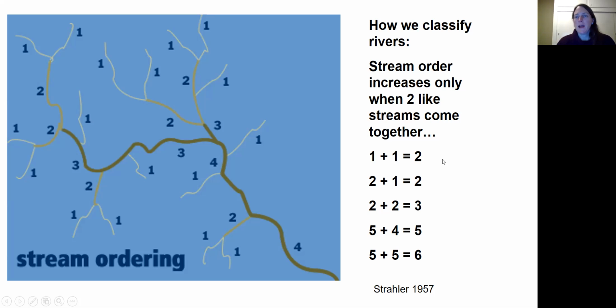So in terms of watershed math, we have 1 + 1 = 2. 2 + 1 still equals 2, but 2 + 2 = 3. 5 + 4 would still equal 5, but 5 + 5 would equal 6. So watershed math is not like regular math, and this is based on Strahler's stream order method.